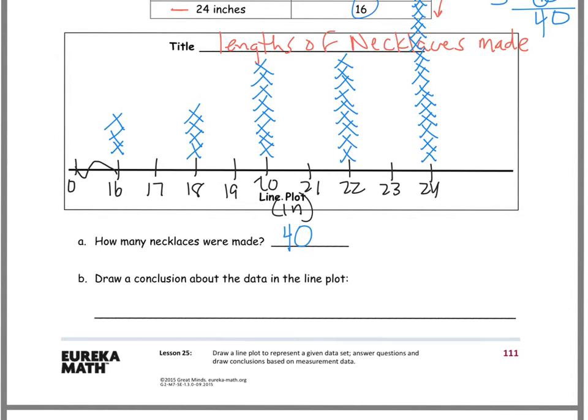Now it says draw a conclusion about the data in the line plot. And this can vary. You can have pretty much any takeaway you have from this. I'm going to put most necklaces were 24 inches long. And that's just saying that 24 length was the one where most people made them. Let's take a look at page 2.